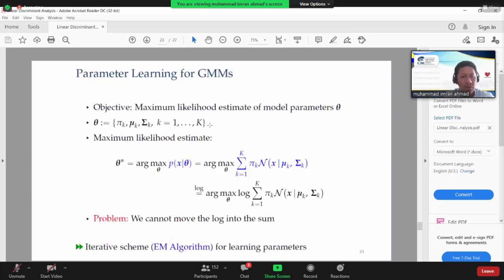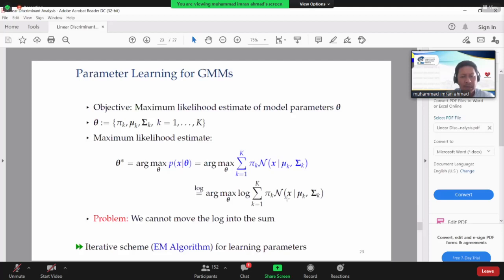Okay, how to estimate the parameter? We will use the maximum likelihood estimate. So when we estimate the parameter, we will calculate the log value by using this formula. Okay, log value.